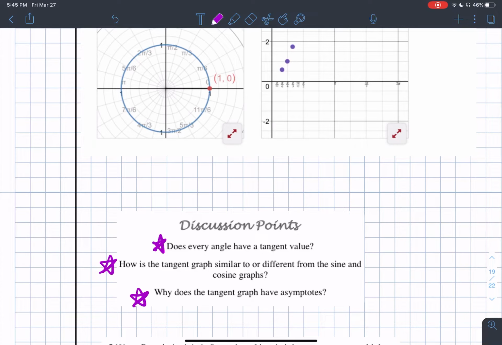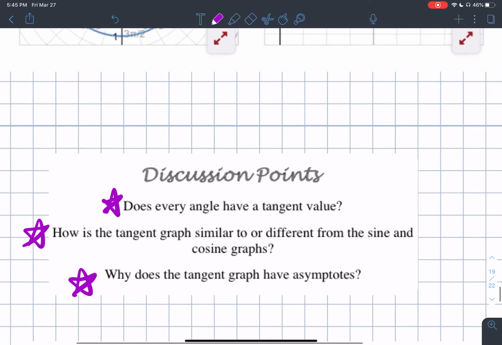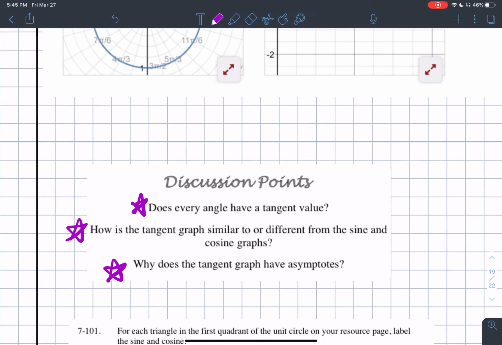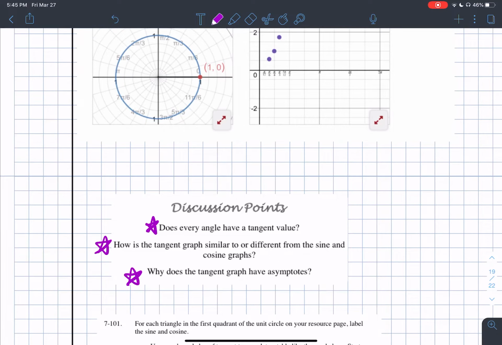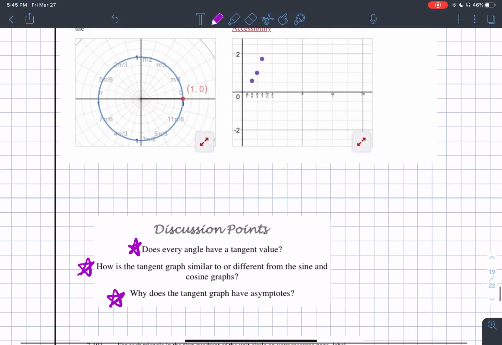Now that you have explored using the two e-tools, you can go ahead and try to answer these questions. Does every angle have a tangent value? How is the tangent graph similar to or different from the sine and cosine graphs? And why does the tangent graph have asymptotes? Take a moment to make sure you have these questions answered. Go ahead and pause the video to answer the questions.